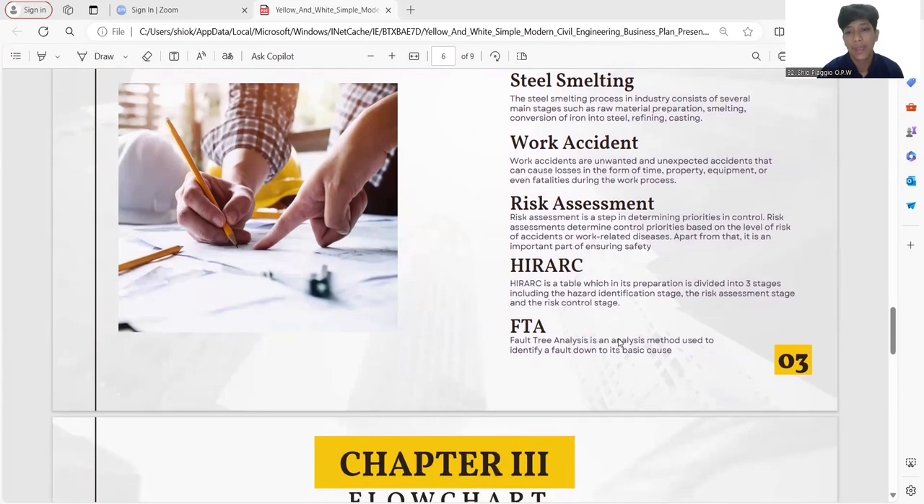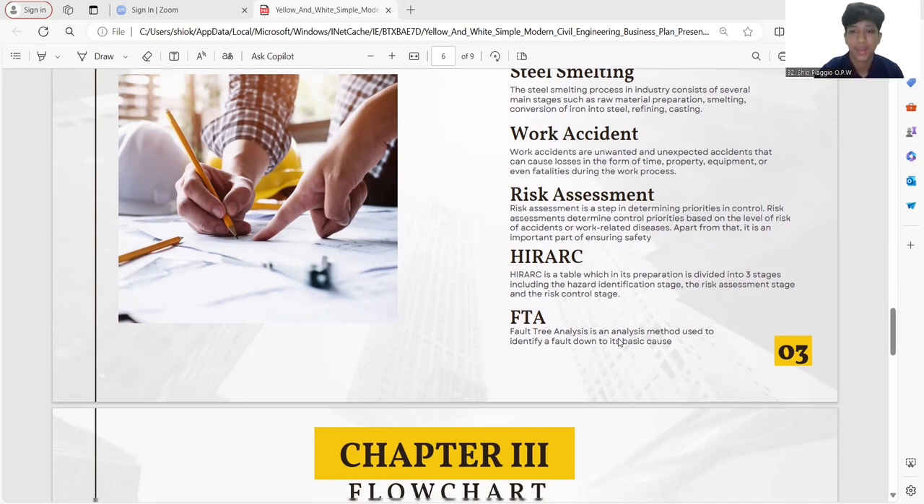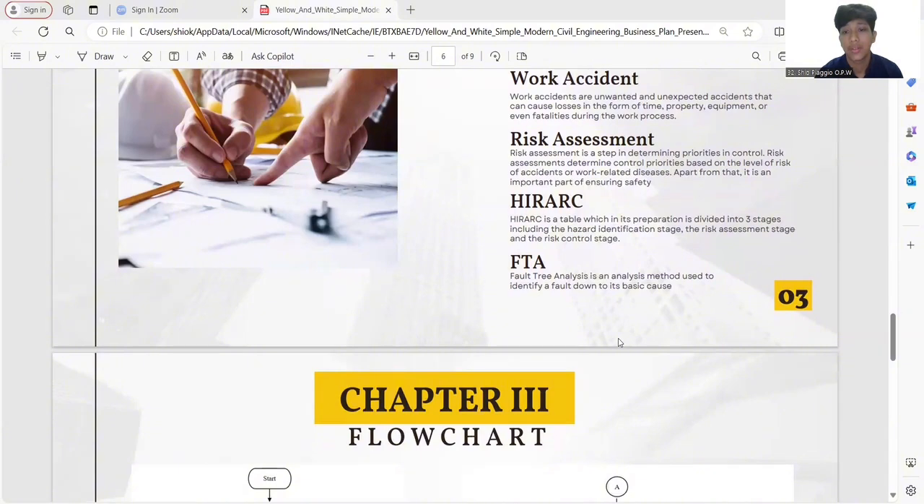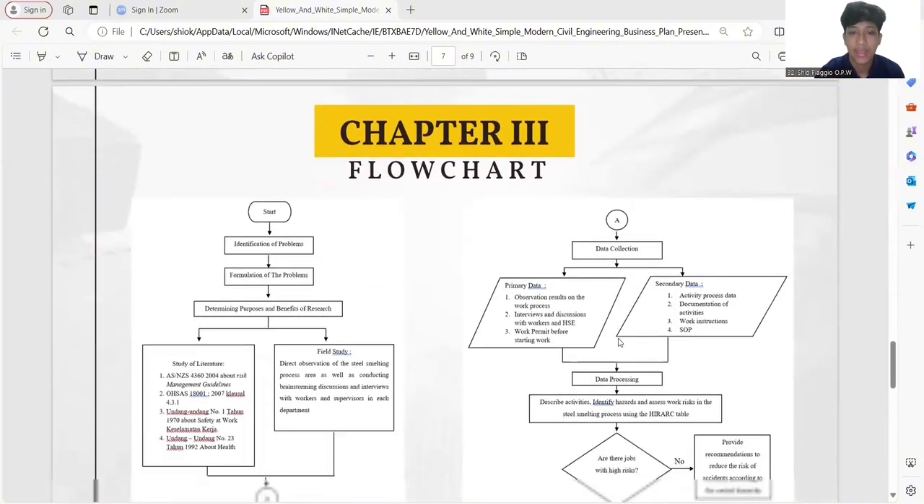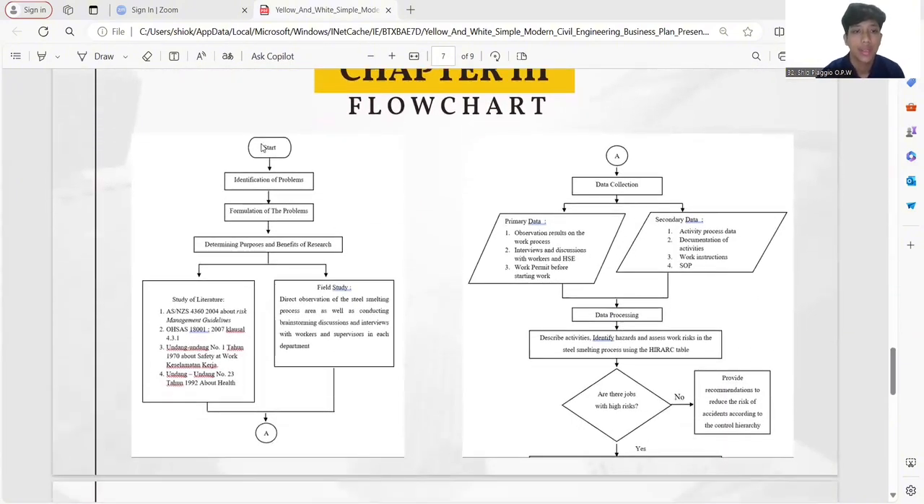Next, HIRC. HIRC is a table whose preparation is divided into three stages, including hazard identification, risk assessment, and risk control. And if this process has a high risk, we analyze it again using FTA, or fault tree analysis, which can identify a fault down to its basic cause. Next, chapter 3.